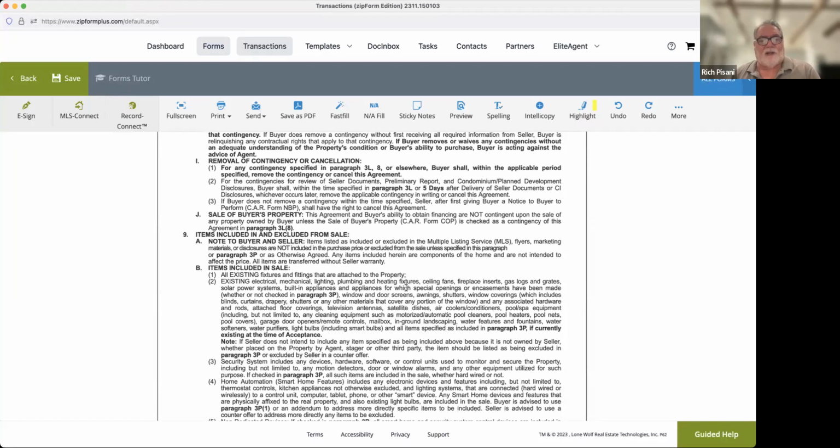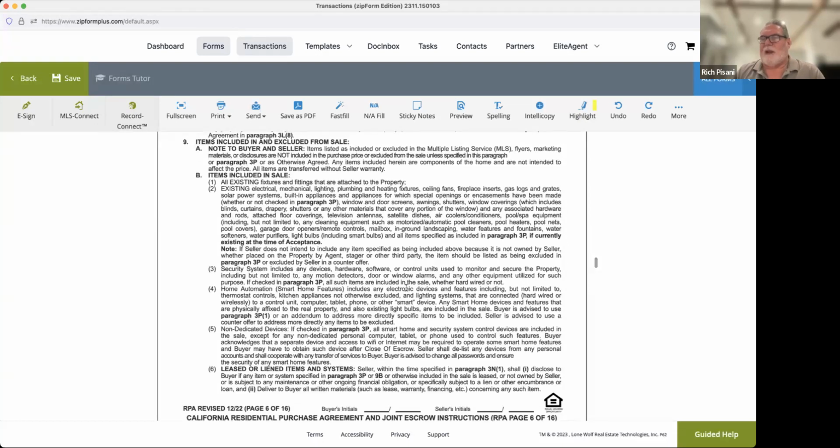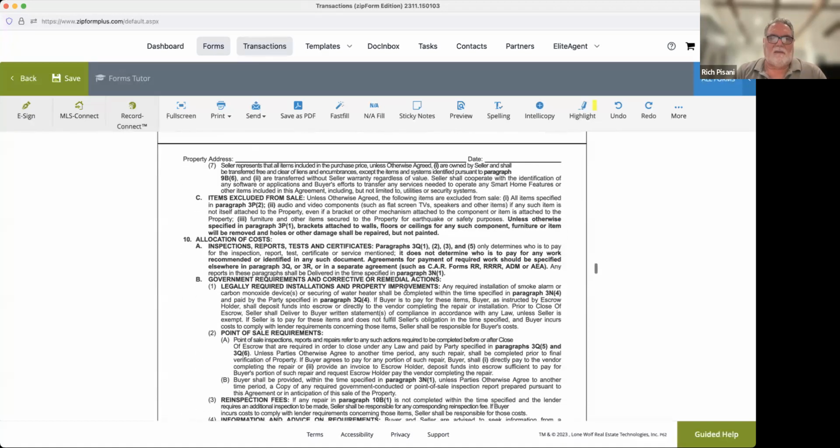Going into items included and excluded, and leased items. Any questions on this page? Not seeing any. We're going back in allocations of costs. Let's go to government required, legally required installations and property improvements. This is smoke alarms, securing the water heater, carbon monoxide. Those are required by state. We also, in LA, city of LA, it's a point of sale requirement. So those have to be done.